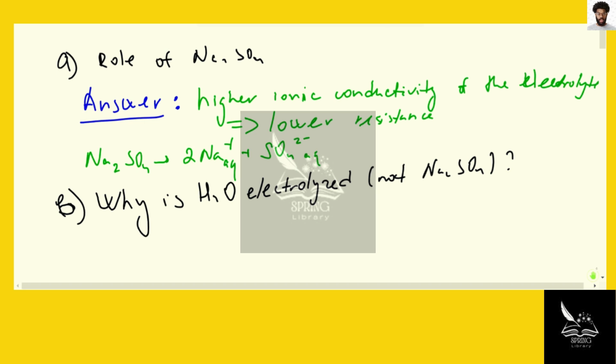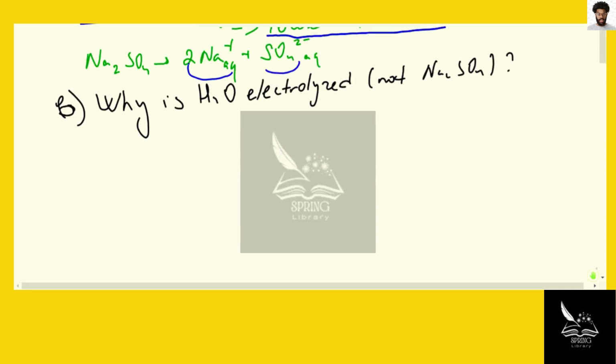When sodium sulfate is added, it undergoes dissociation, which yields two sodium cations and one sulfate anion. And these ions improve the ionic conductivity of the electrolyte, and that's why it lowers the resistance of the electrolyte. So current can be passed through.